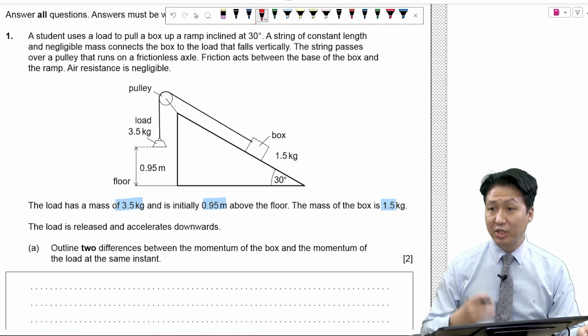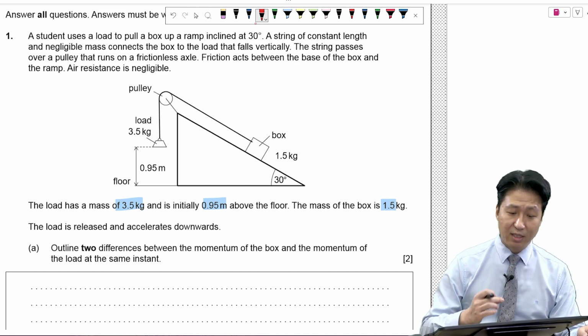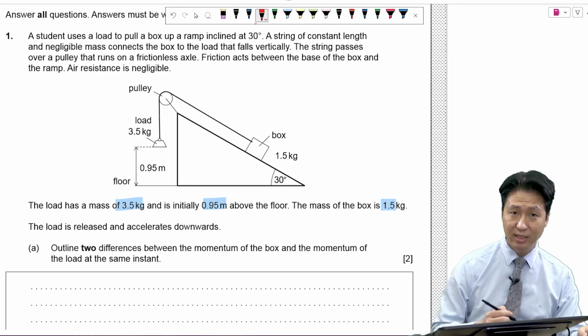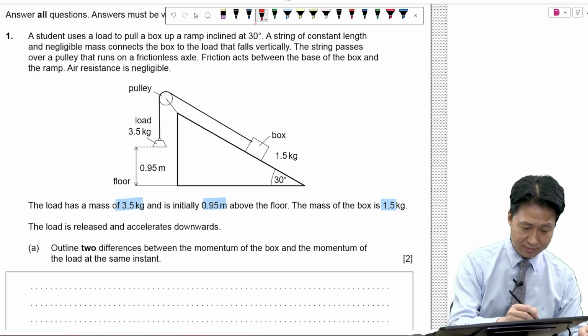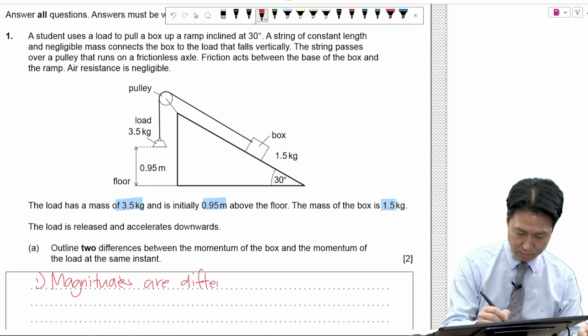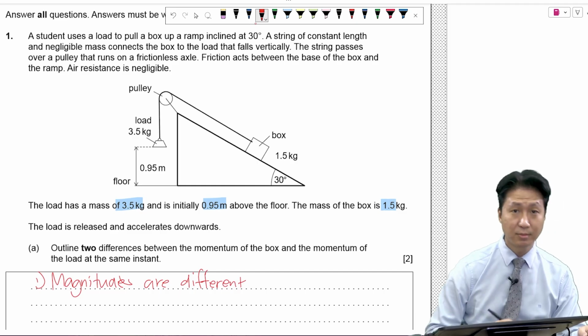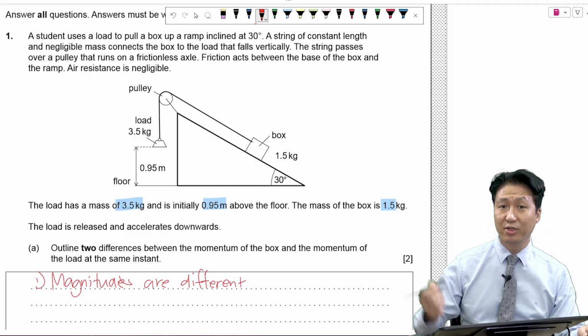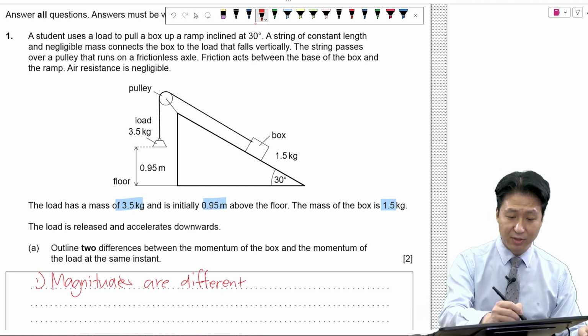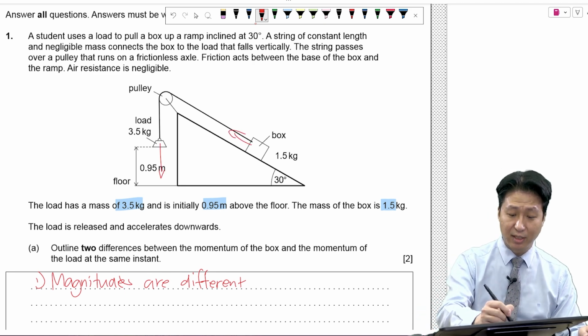Well, you would think the speeds are the same. And if the speeds are the same, the only reason they would have different momentum is that one has a bigger mass, which means the magnitudes are different. Of course, you should probably mention that the velocities are the same and the masses are different. Second, momentum is a vector. The load is going down, the box is going at an angle to the horizontal. The directions are different.